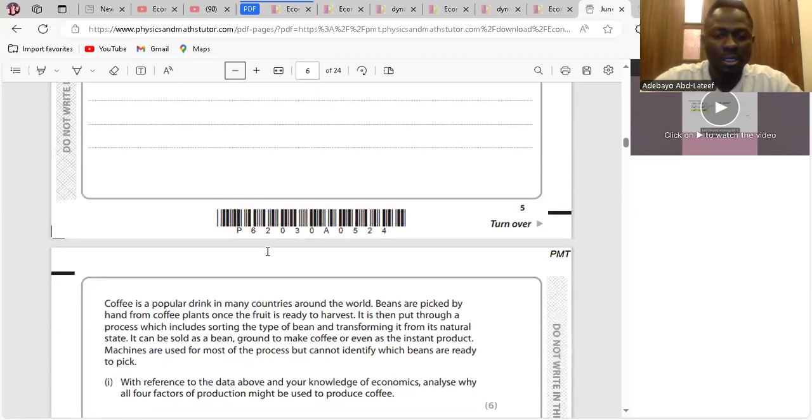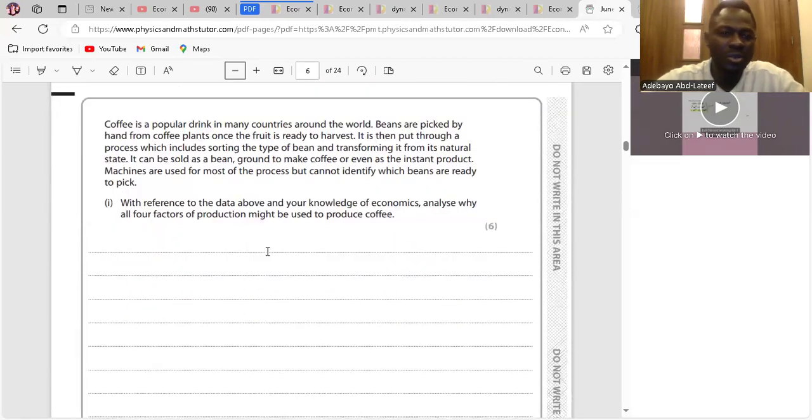There's a case study. You don't have to read. It's there for the students to read. With reference to the data above and your knowledge of economics, analyze why all 4 factors of production might be used to produce coffee. I used to tell my students, even before this type of question comes in, whenever I explain factors of production, that there's no product, there's no production without factors of production.